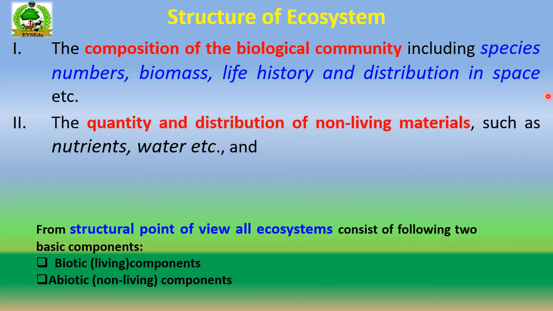By structure of ecosystem we also mean the quantity and distribution of non-living materials such as nutrients. We have various kinds of nutrients in any ecosystem which remain in the cycling path, transfer from one medium to another medium and get converted from one form to another form, and similarly we have water, etc.